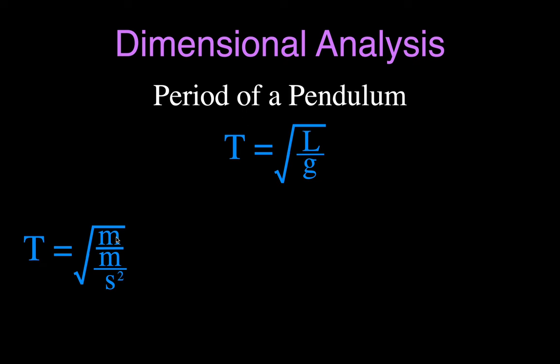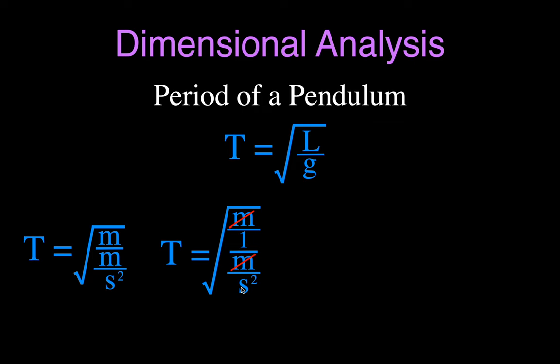So the length is meters, and g is meters per second squared. Well, this meter cancels with this meter, right? This is like a fraction on top of a fraction. We could write it like m over 1 on the top half. On the bottom half, it's meters per second squared. Well, this meter cancels with this meter like that. And then we can simplify this fraction because now we have 1 over 1 over second squared.